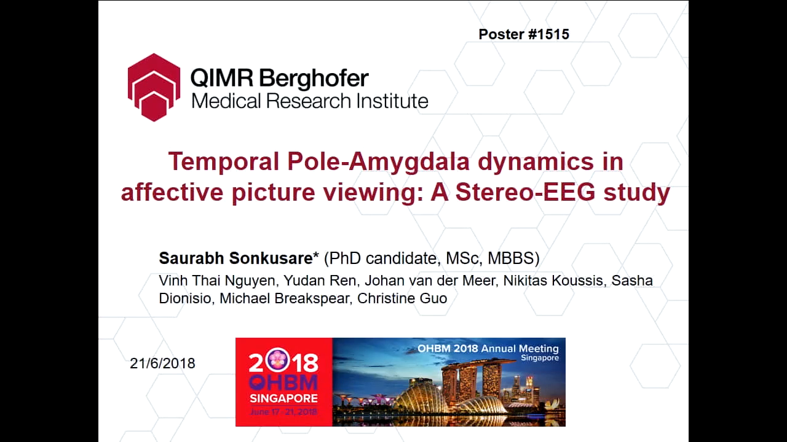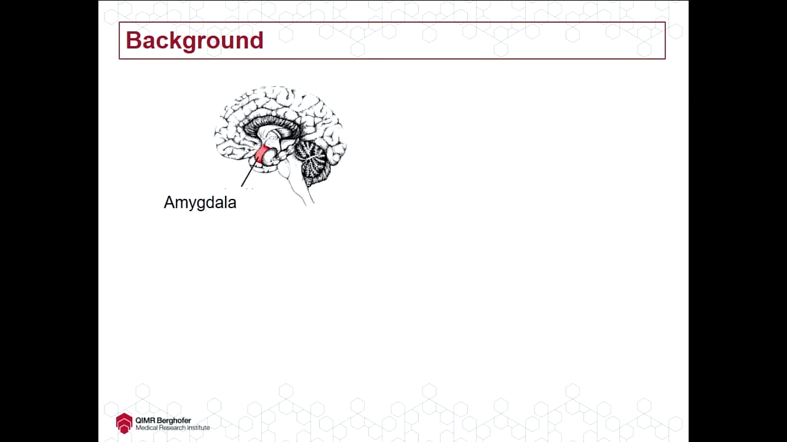The title is Temporal Pole Amygdala Dynamics in Affective Picture Viewing. This is a Stereo-EEG study. Okay, so mapping emotions to the brain. The first thing that we think about is the amygdala. Then there are other limbic structures, like the orbitofrontal cortex, involved.